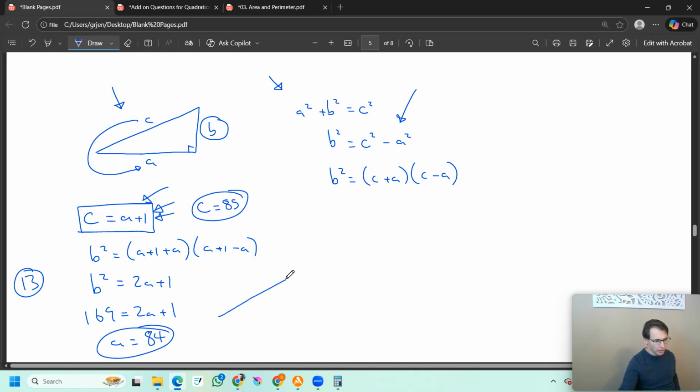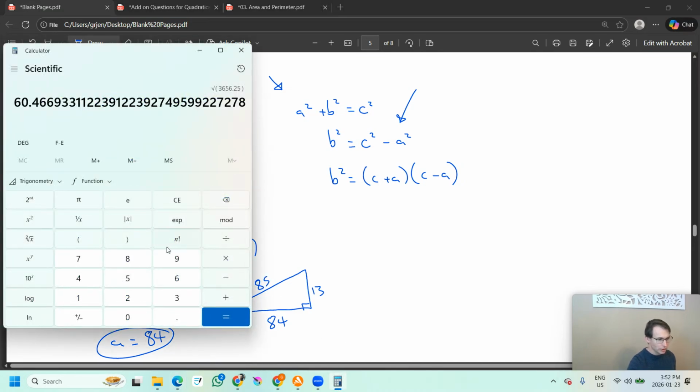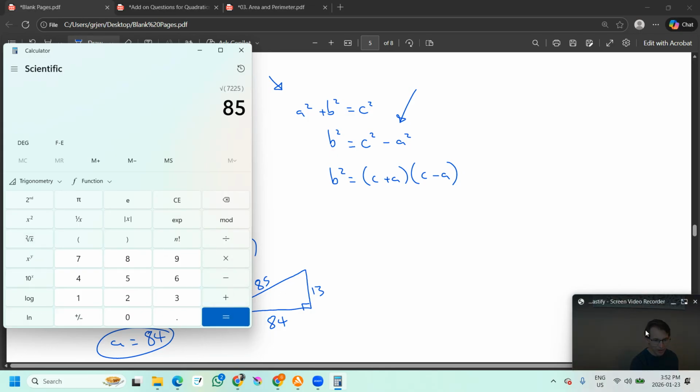Let's draw that triangle. It's really long. It's right angled here. This is 13, this is 84, and this is 85. Let's see if it's true. 13 squared plus 84 squared equals this number. We're going to take its square root, and it's 85. Of course, we knew it would be 85.